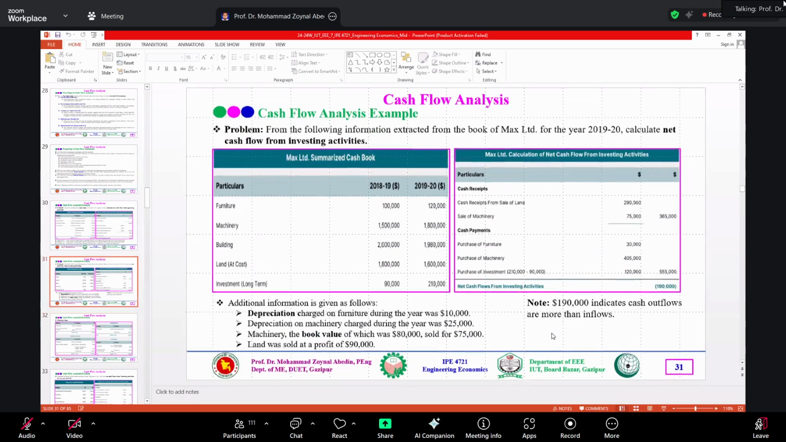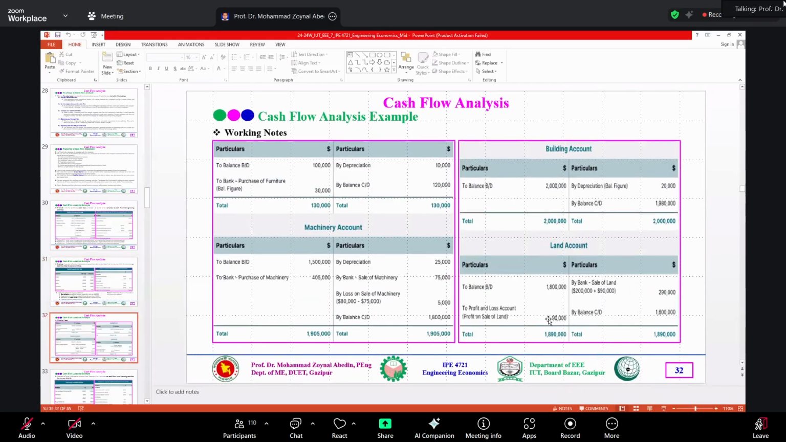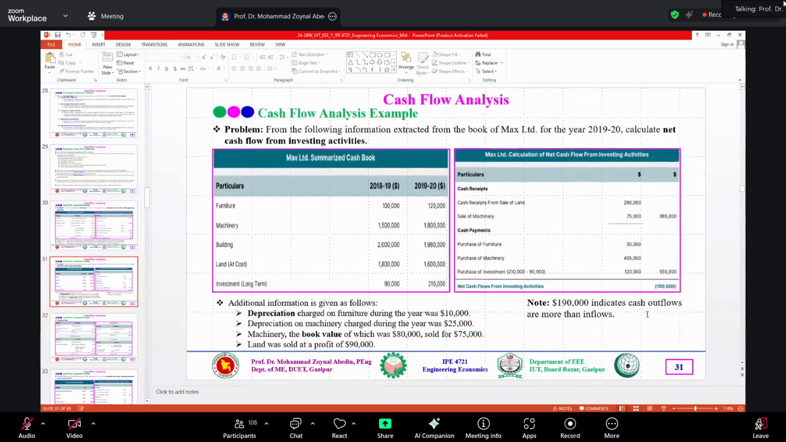And you can see here land was sold at 90. Okay, land was sold at 90. 90 plus 100, 1,080. So this one. And that one you can read 290. And so 290 is the cash inflow.